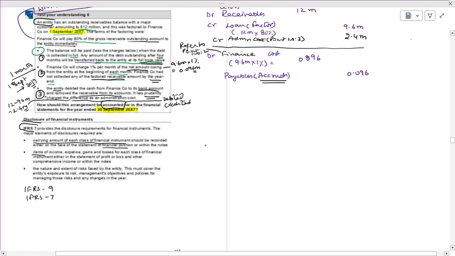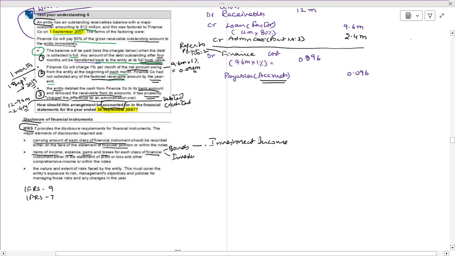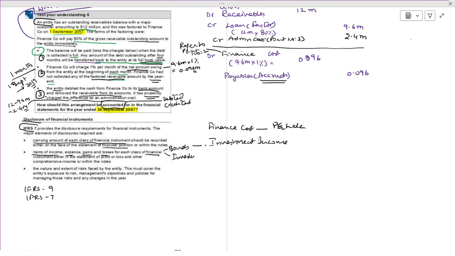If there are items of income, expenses, gains and losses, we should show each separately and not mix them up. What is happening with the bonds, the investments, the assets, the liabilities? If there is any investment income, we show it separately. If there is any finance cost, we show it separately. Finance cost we will show in the profit and loss account, and investment income we will show in the OCI.